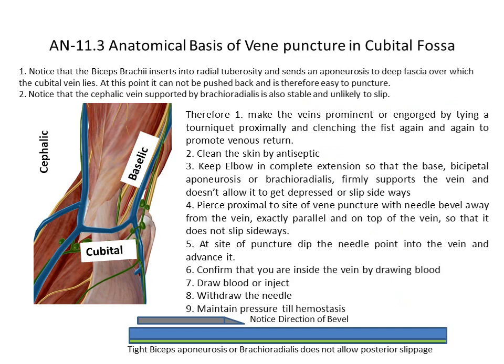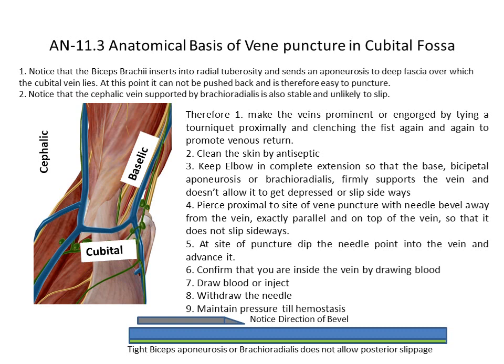Now, this is the anatomical basis of venipuncture in the cubital fossa. Notice that the biceps brachii, inserted into the radial tuberosity, sends an aponeurosis to the deep fascia over which the cubital vein lies. At this point, it cannot be pushed back and is therefore easy to puncture. Also notice that the cephalic vein supported by the brachioradialis is also stable and unlikely to slip.